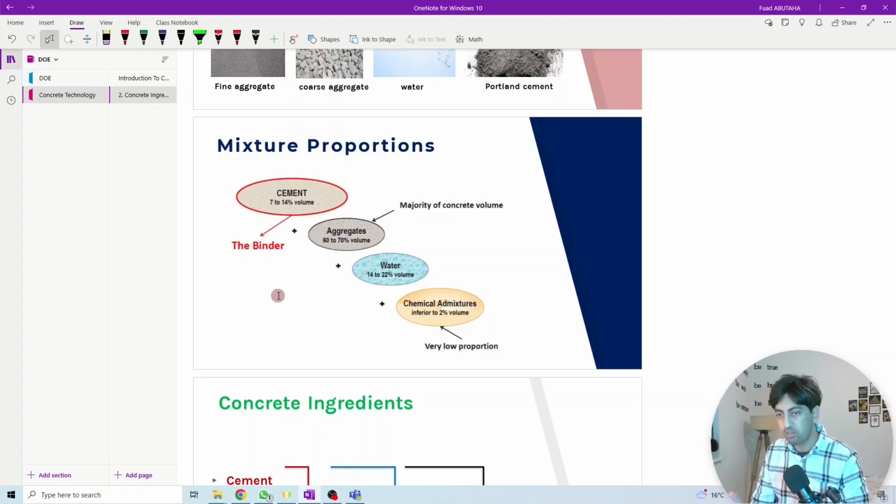But if we are talking in general, here is the percentage range of each ingredient or material in the concrete. Starting with the cement, the percentage of cement volume inside the concrete ranges between 7 to 14%. And the cement here is a binder material.